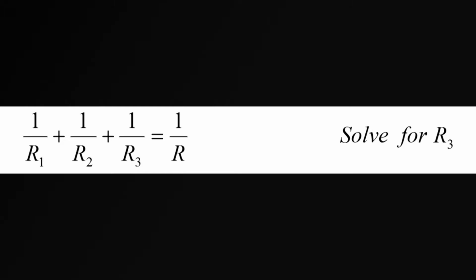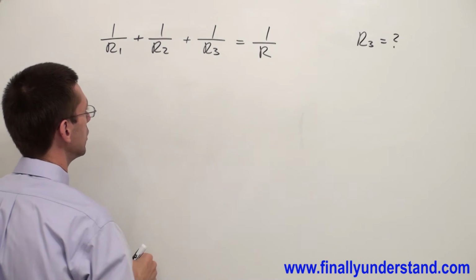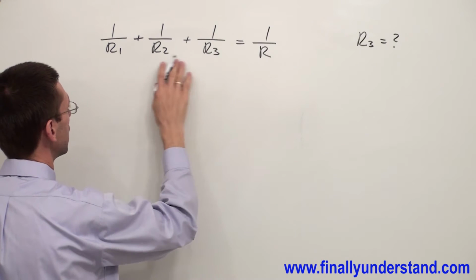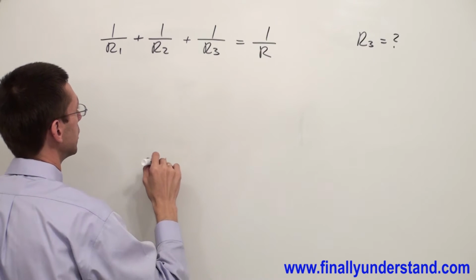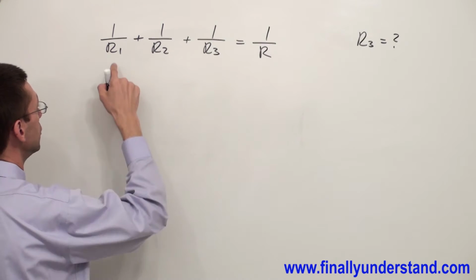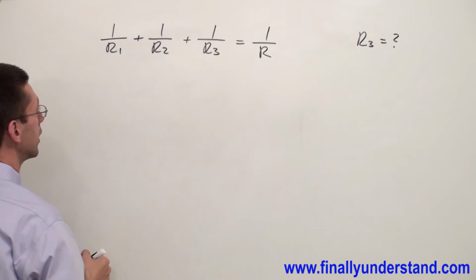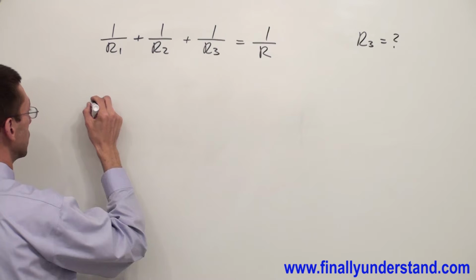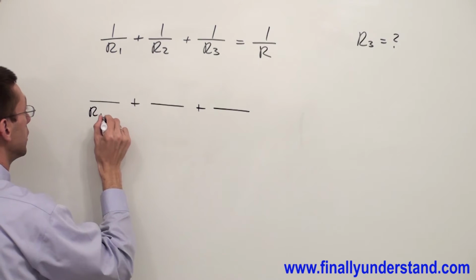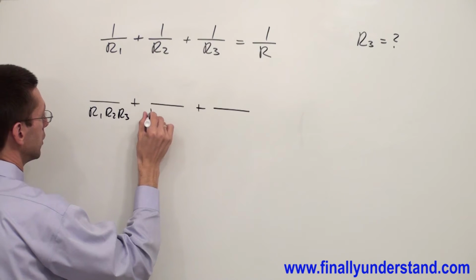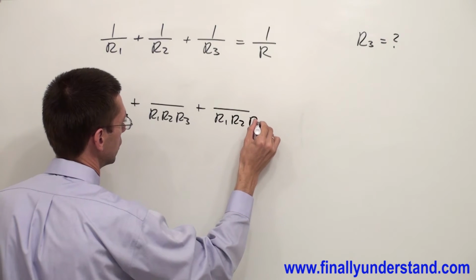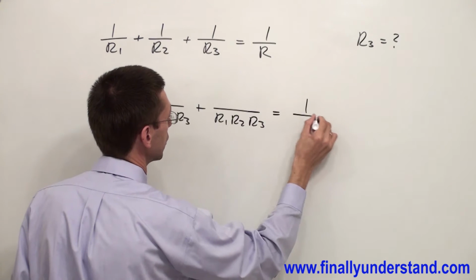This time we're supposed to separate R3 from this formula. Okay, so what I'm going to do first, I'm going to add all fractions which are on the left side of the equal sign. Now, in order to add fractions, we're supposed to find a common denominator. The common denominator for R1, R2, R3 is going to be R1 R2 R3. So I'm going to have three fractions with the common denominator R1 R2 R3. Everything is equal to 1 over R.